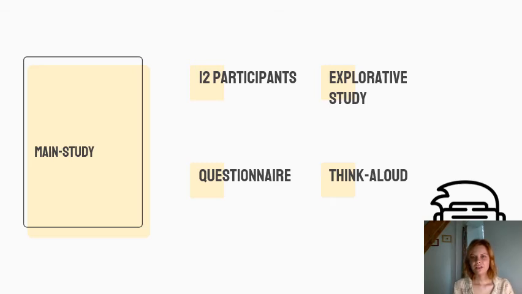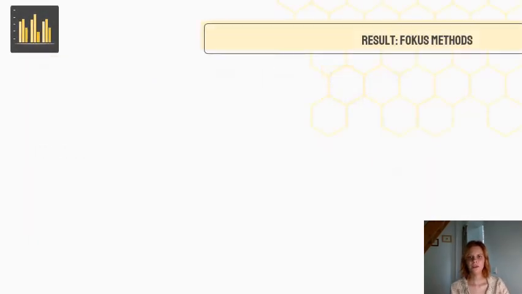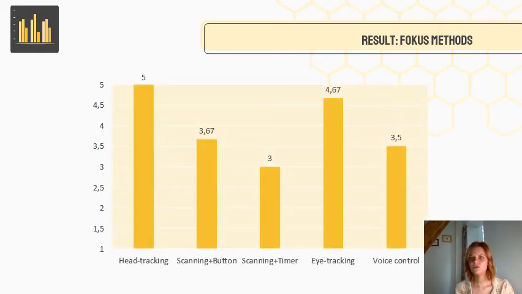I then evaluated these results in different ways, and I will only show the most important ones because they all kind of come down to the same result. So I will start with the FOKUS methods, and all the methods were rated from 1 to 5. And we have to be very careful in interpreting these numbers, as only 3 people tested each of these methods because of the design of the study.